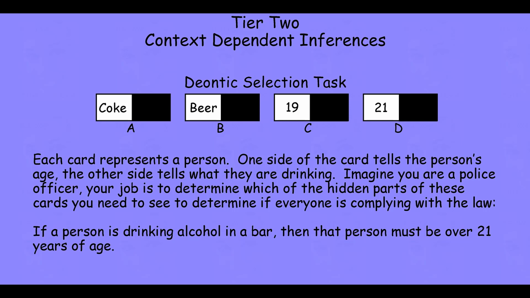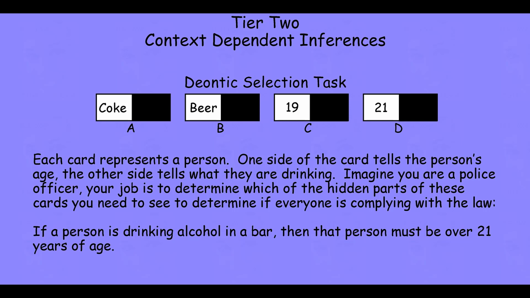Let's turn our attention down to card B. This person, we're told, is drinking beer. They're drinking an alcoholic beverage. So if we were to flip over the shaded part of this card, look at the contents there, and it turned out, I don't know, they're like 10, then they violate our law. That is, they're drinking alcohol, they're under 21 years of age. So we have to see B.